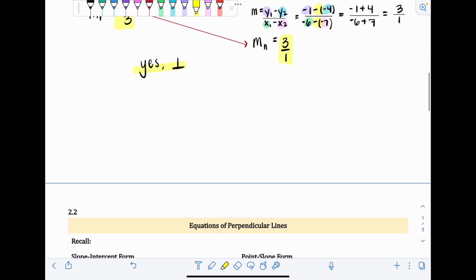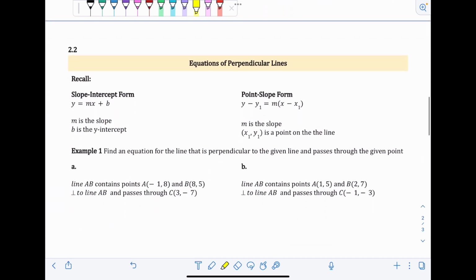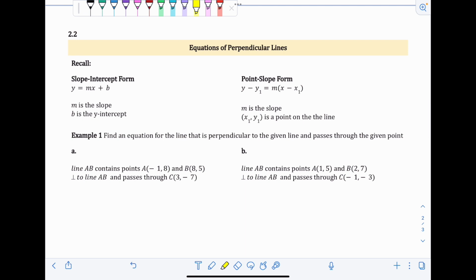Okay, moving down to 2.2. So equations of perpendicular lines. For this section, we need to review the equations or formulas that we reviewed in lesson 1. One was slope-intercept form, which is y equals mx plus b. One is point-slope form, which is y minus y1 equals m times x minus x1. In slope-intercept form, or really in both, m represents the slope. And then where they differ, in slope-intercept form, you're given the y-intercept in b. And in point-slope form, you're given an additional point. So x1, y1 would be that additional point.